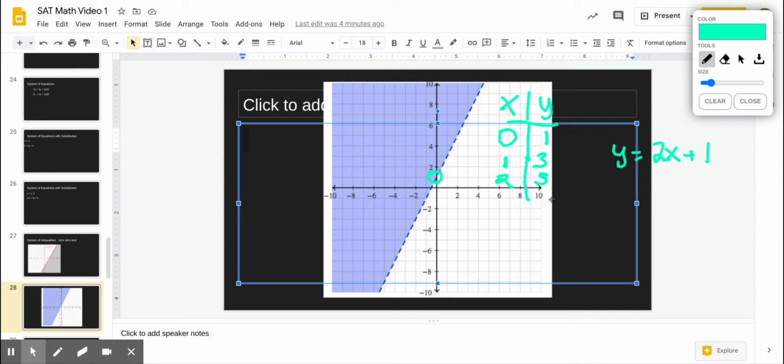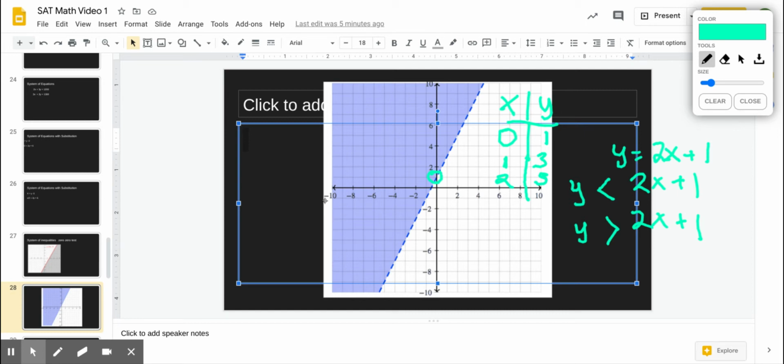So we want to know now, is it y, and we have to use just less than or greater than. We can't use less than or equal to. We can only use y is less than 2x plus 1, or we can use y is greater than 2x plus 1. One of them works. And how do we find out? We just do the 0, 0 test.